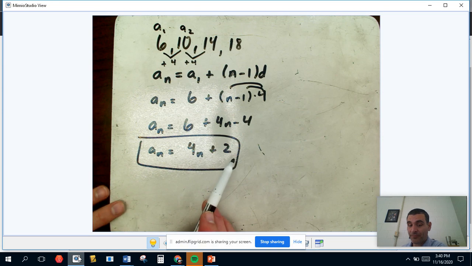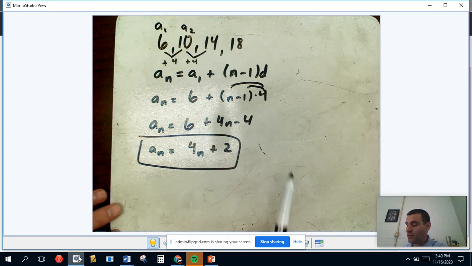What this means is if I take a position number, say position 3, for example, should be 14. We put a 3 in there. 4 times 3 is 12. 12 plus 2 is 14.